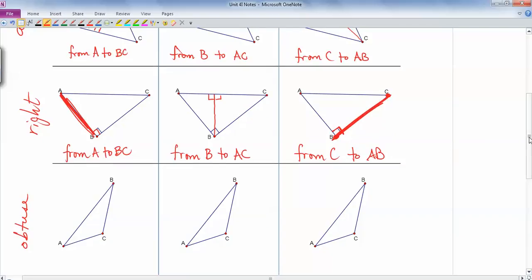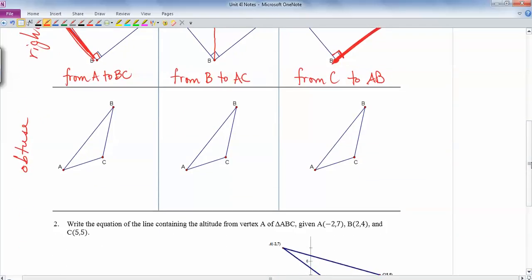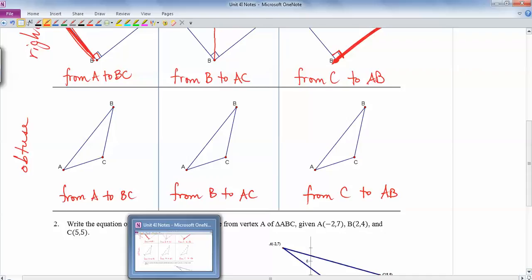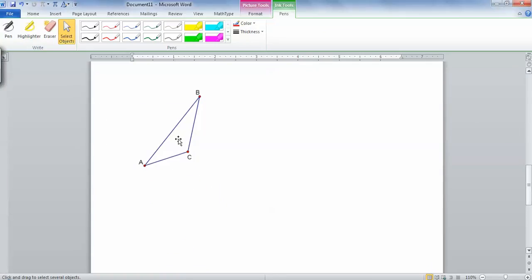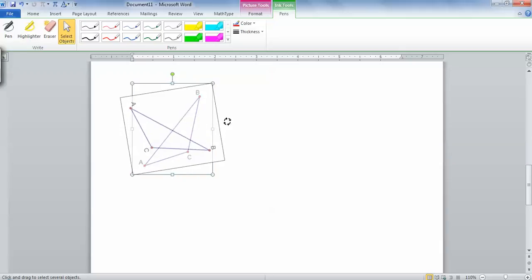Okay, the obtuse ones tend to be the hardest ones. So we'll do from A to side BC, from B to side AC, and from C to side AB. Okay, so from A to BC. So let me go back over here, and here's the obtuse triangle down here. So if A is the peak and BC is the ground, I want BC to look flat.